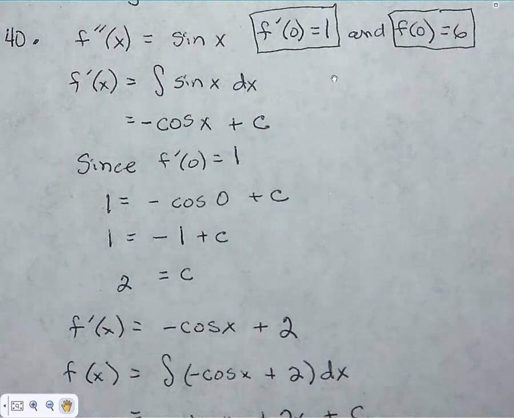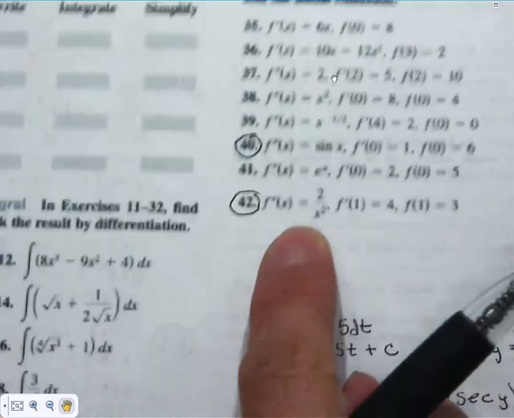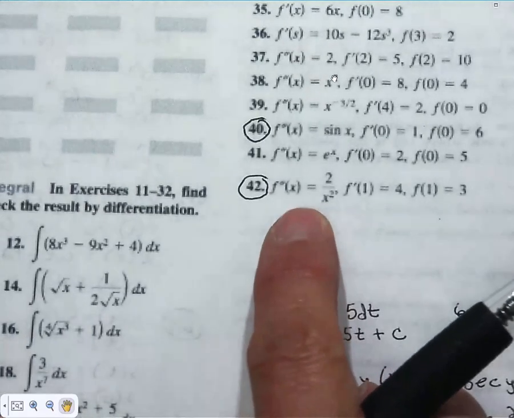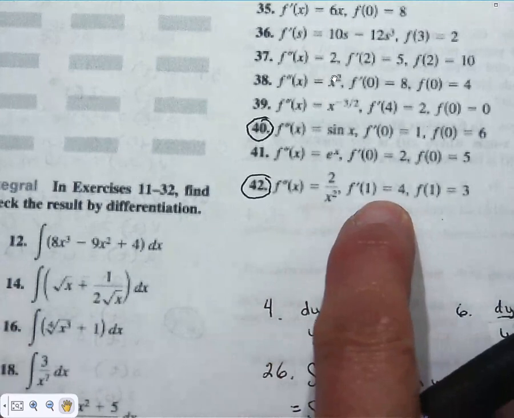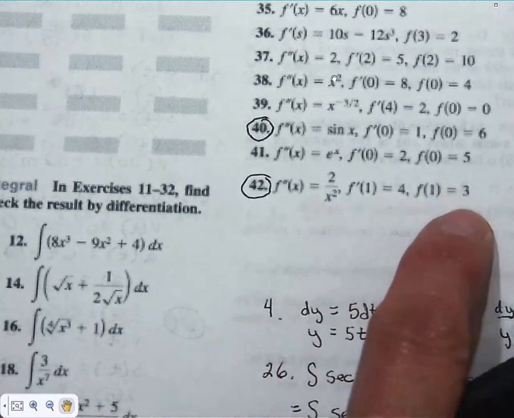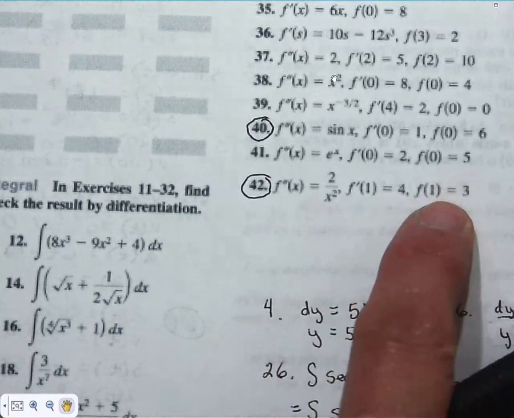I think I'm not even going to do number 42. I had it circled, but I'd rather move on to the word problems. 42 is basically just like 40 in that you're given a second derivative. So you're going to have to integrate once to find the first derivative. You're going to have to use this information to find the constant in the first derivative. You integrate again to find the original function and use this information to find the constant in the original function.